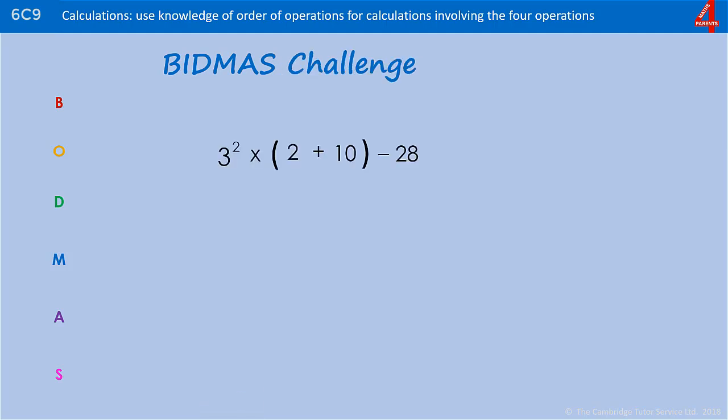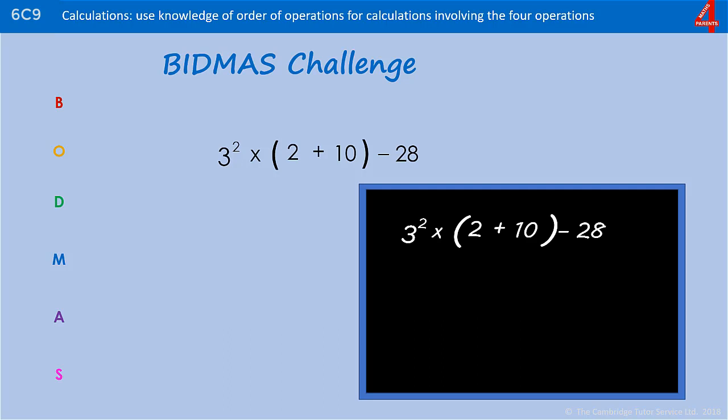For those of you who are more familiar with using square numbers, I've included a couple where you can have a go at doing that as well. I'm just going to go through this one, then I'll give you one you can have a go at. We have 3 squared times by 2 plus 10 in brackets, take away 28. We need to deal with the brackets first. 2 add 10 is 12. So we've dealt with that bit. According to BODMAS, we need to do the squared bit next. So 3 squared, that's 9.